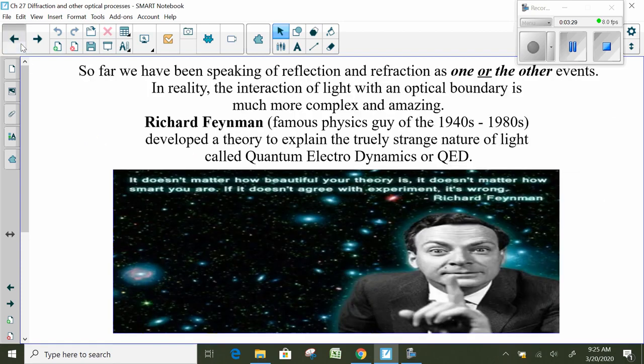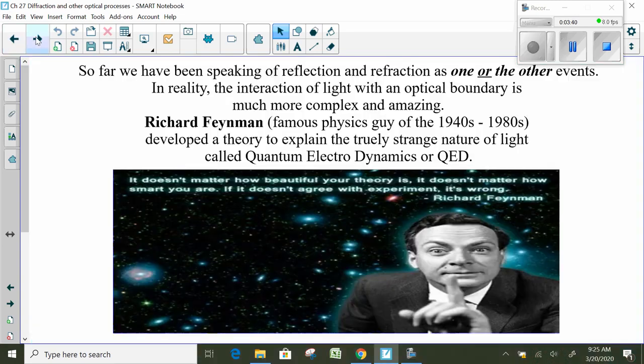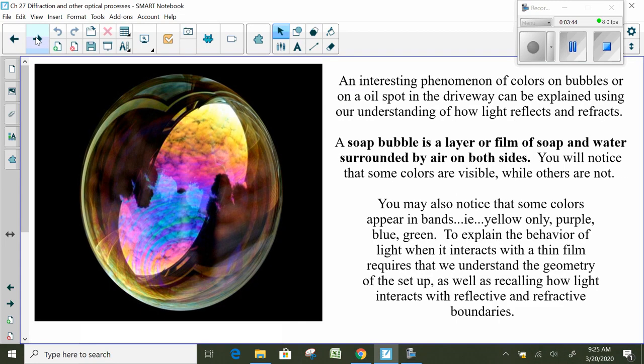So if we go back to this picture, why do I get yellow here and purple here and blue here and a little bit of green? There's not a lot of green in there. Why is that? Why do certain colors show up and others don't show up? Or they show up in certain locations. That's what thin films look at. So again, the soap bubble is a thin layer of air to soap water to air. We're going to look at that boundary, and again, you'll notice that some colors show up and some colors don't show up.